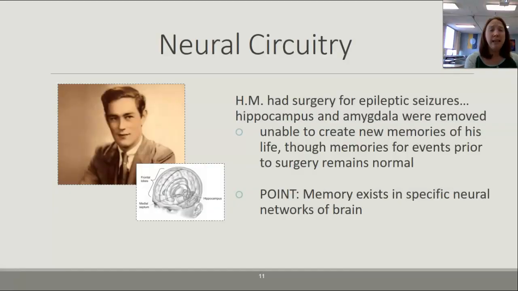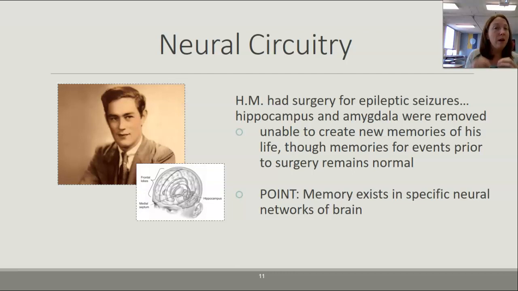Henry Molaison, who was known as HM in a lot of scientific journals for the sake of anonymity until his name was eventually revealed, had surgery for epileptic seizures, and his hippocampus and amygdala were removed. I think that's the part that was a botched surgery. This was not something that went according to plan. But what happened was he was unable to create new memories of his life, though memories for events prior to surgery remained normal. His surgery was in 1953, so he could remember everything in his life before 1953, but nothing after.